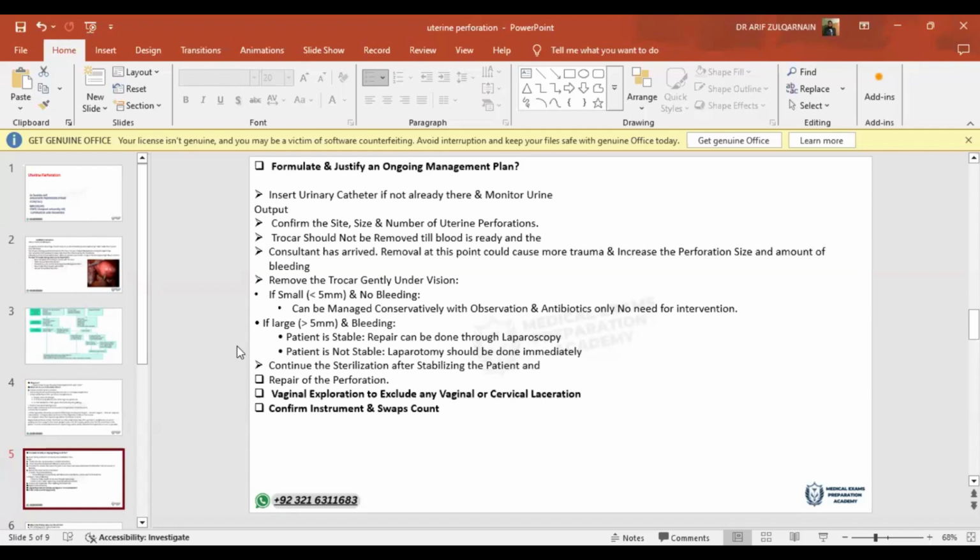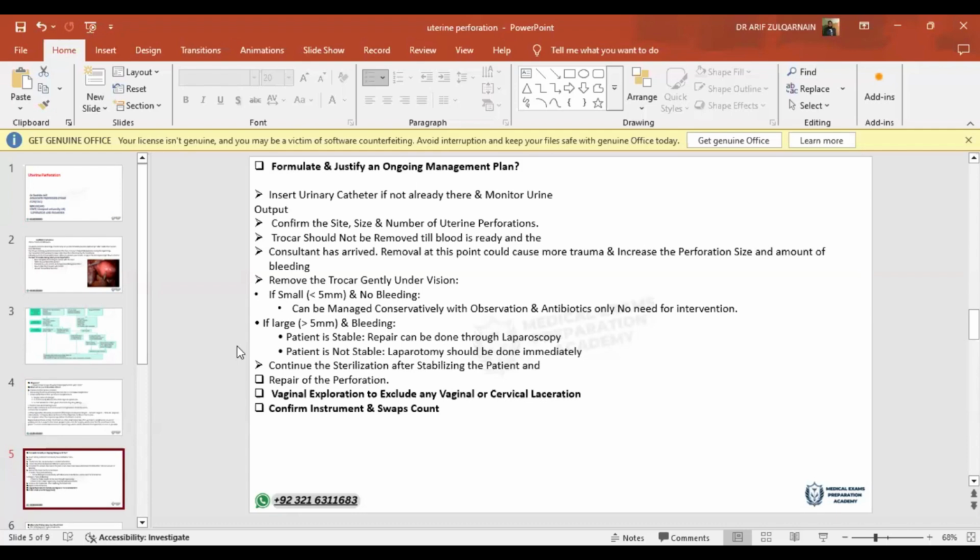If the size of the perforation is small, less than 5 millimeter, and there is no bleeding, then it can be managed conservatively with observation and antibiotics only. There is no need for intervention. But if the perforation is large, more than 5 millimeter, and there is bleeding, then you will check whether the patient is stable or not. If the patient is stable, then repair can be done through laparoscopy if the expertise is available. But if the patient is not stable, then laparotomy should be done immediately.